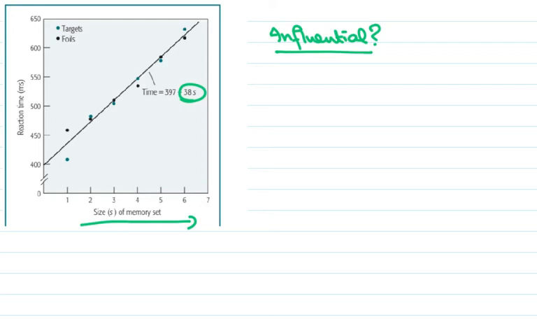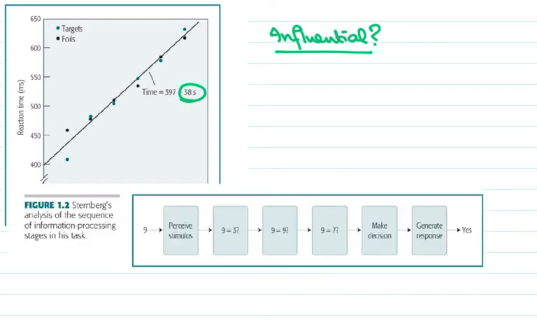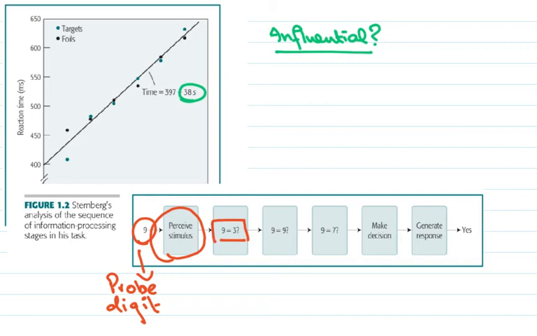The explanation came in the form of a flowchart. So let me show you that as well. Here what we have in this flowchart is that 9 is the probe digit, right? And what happens when this probe digit is presented is that, firstly, you perceive the stimulus, right? Then you compare it to all of the different components in your memory set, right? Then you make a decision and you generate a response.